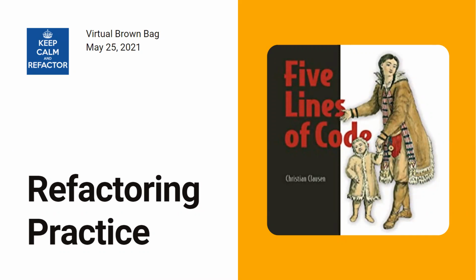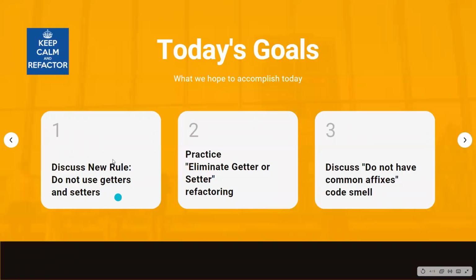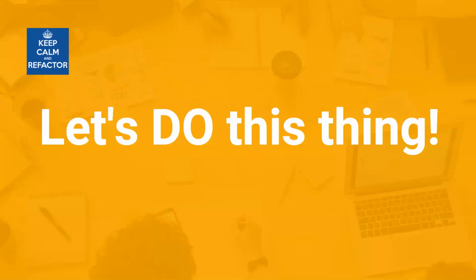What we were looking at last week was this pushing of code into classes. And this week, I really want to focus on this new rule of don't use getters and setters. Then we're going to practice eliminating getters and setters as a refactoring. And if we have a little time at the end, we might discuss the common affixes code smell. With that in mind, let's do this thing.